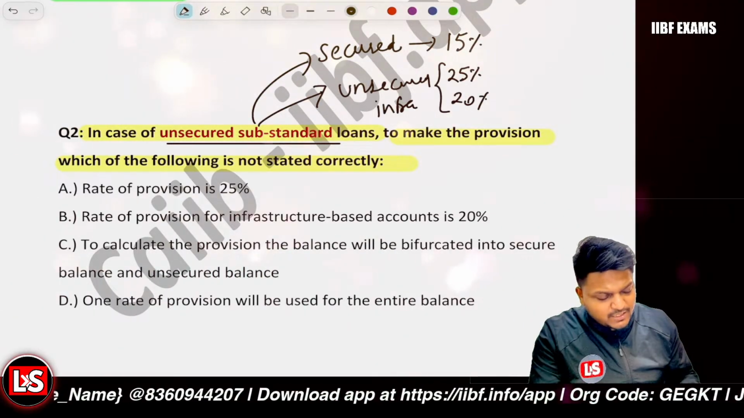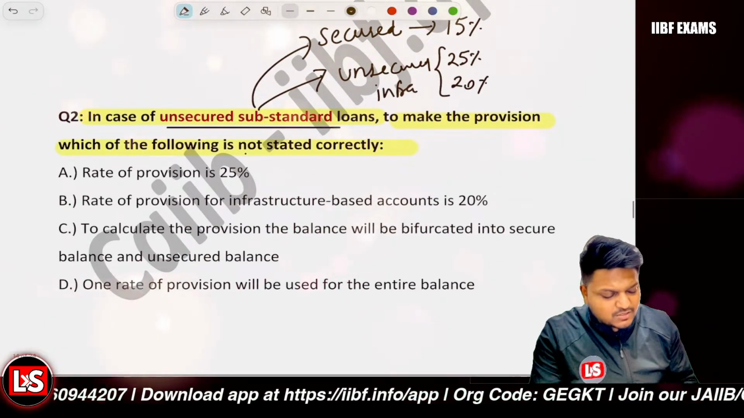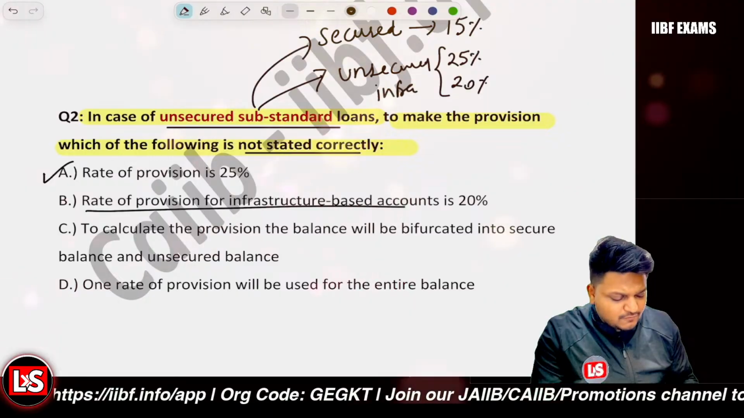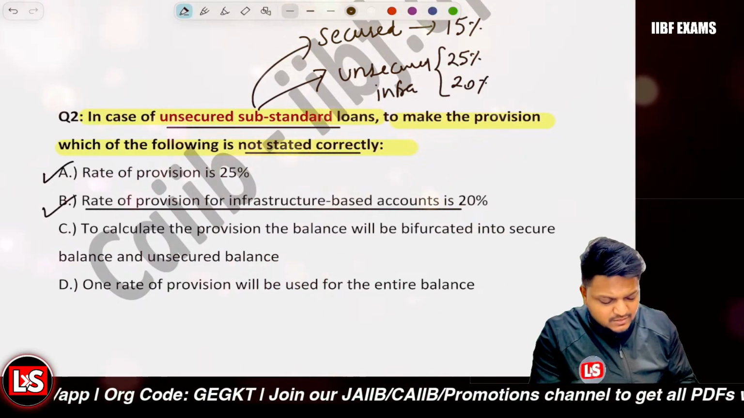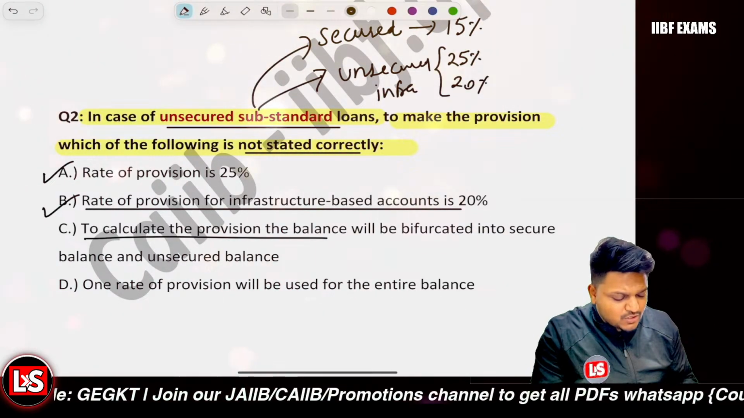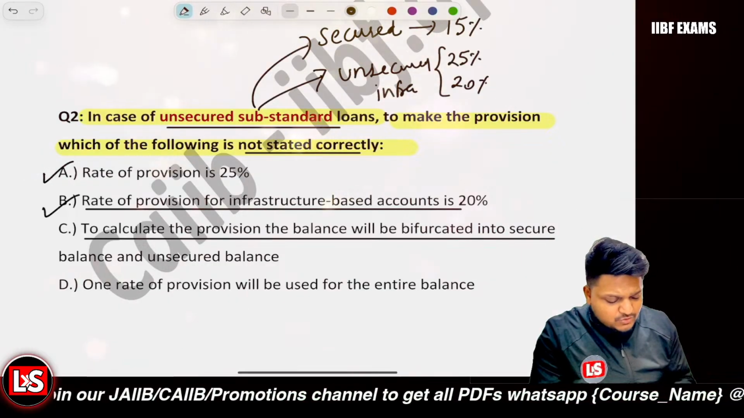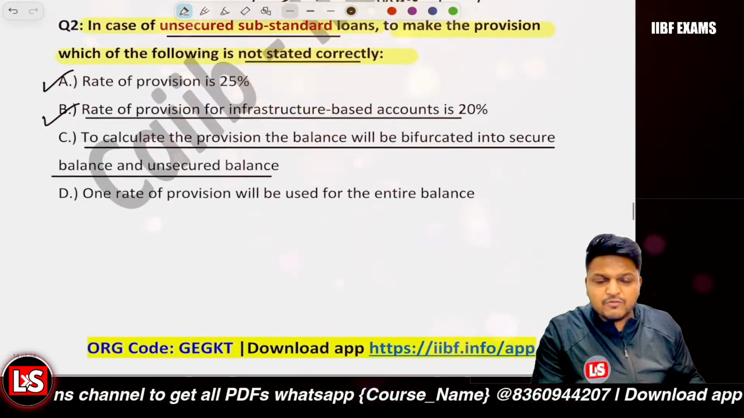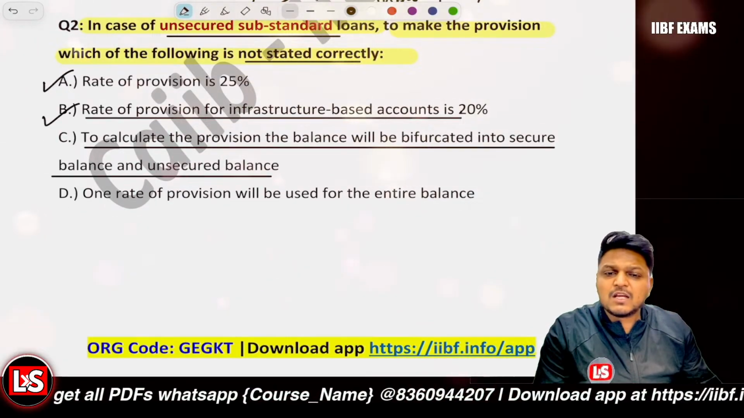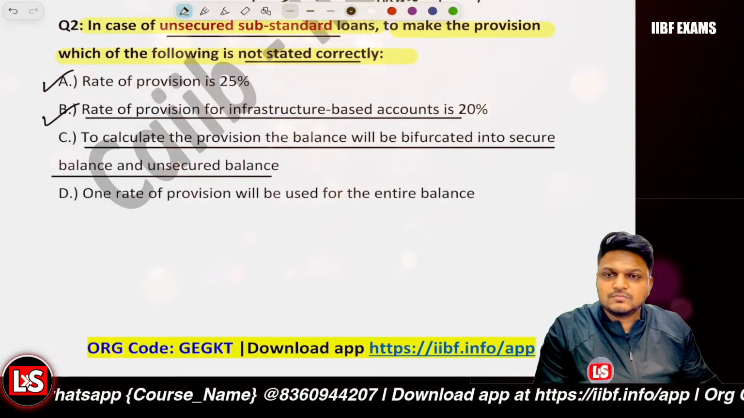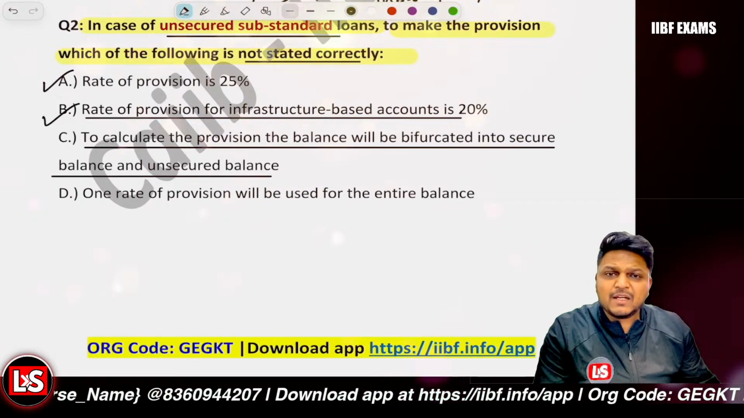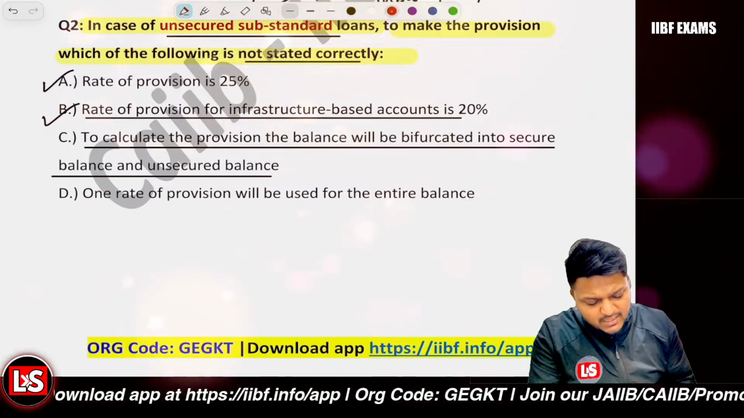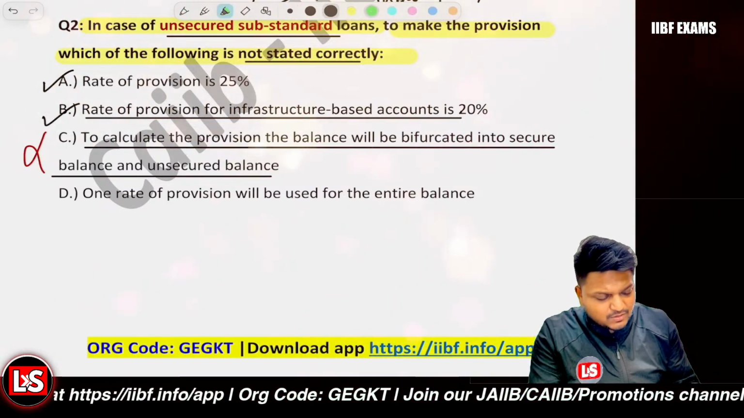So rate of provision is 25%. We are to tell which one is not stated correctly. So option A is correct. Rate of provision for infrastructure based accounts 20%, correct. To calculate the provision, the balance will be bifurcated into secured balance and the unsecured balance. Is it the case? No. We are to look at whether the account is secured or unsecured, and that can be checked by looking at the security that was available ab initio. So this point is not correct. So that will be our answer.